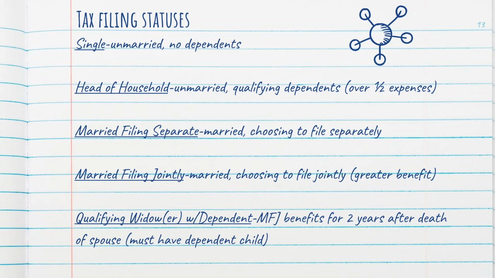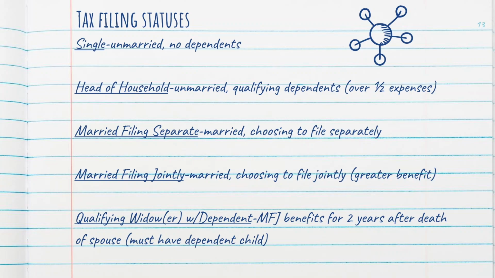The next status is married filing separately. And this would be a couple who is married but choose to file separately for whatever reason, either because they live separately or because filing separately will give them a greater tax benefit.